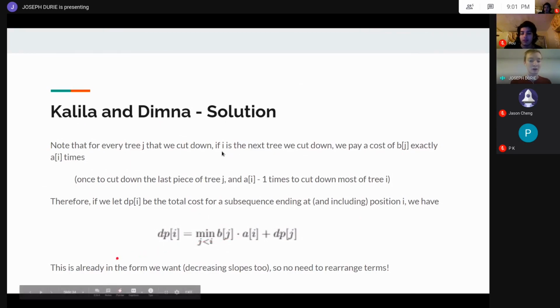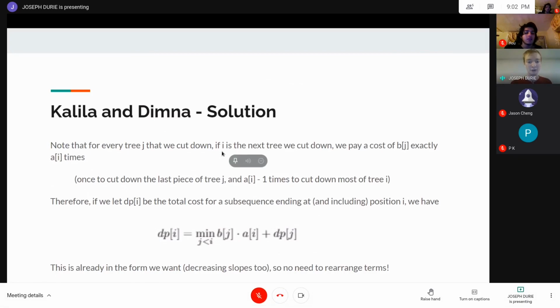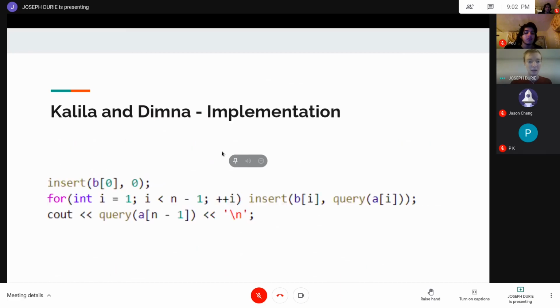And notice that this is already exactly the form we want. It's all very nice, like your slopes and intercepts are just array values. And the slopes are decreasing, so we don't even need to mess around with negatives. So there's no need to rearrange anything in this case, which means the code for this is also incredibly short. You basically just do this.